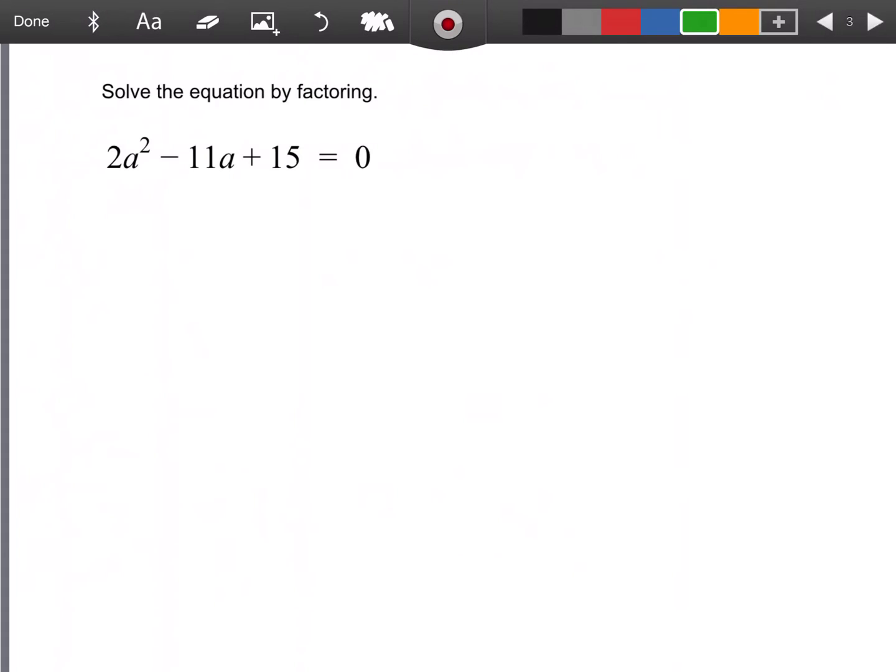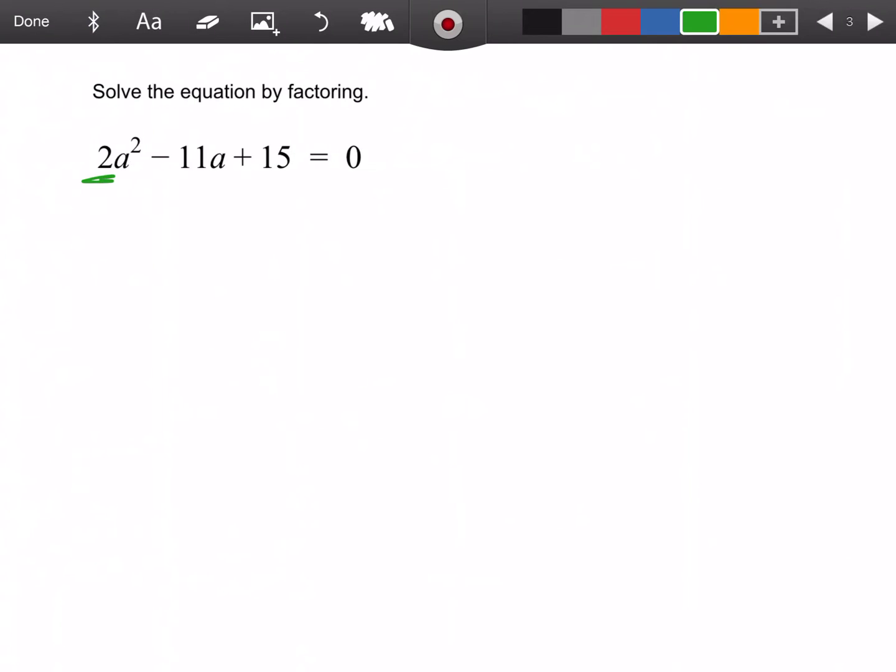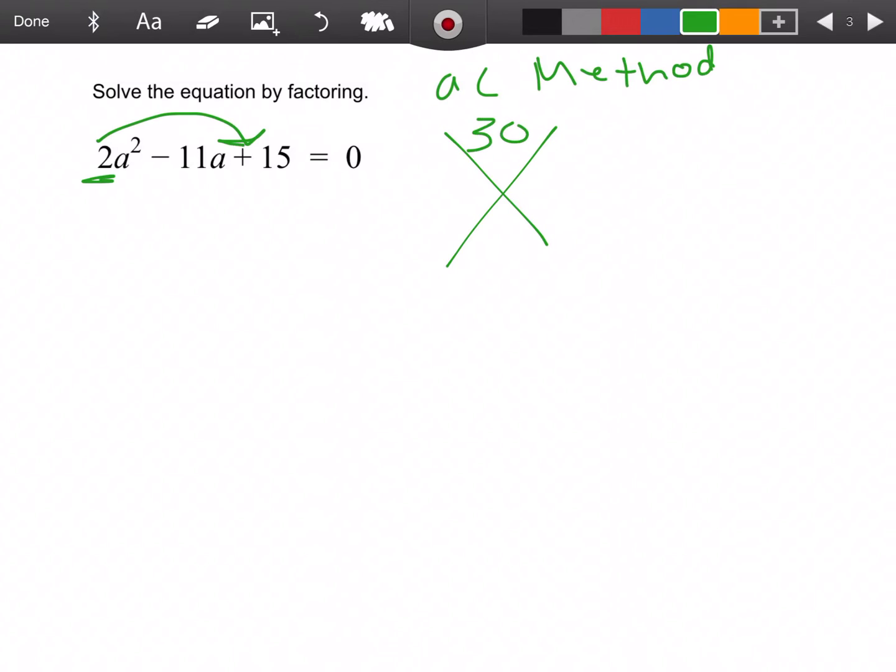Now moving on to another example that doesn't have a 1 out front. So here we have this 2a squared. And hopefully you remember from last chapter we had something called the AC method, which means that we are multiplying our first number and our last number together. And that is going to affect our diamond. So this would be 30 right here and negative 11. So we need two numbers that multiply to 30 but add to negative 11.